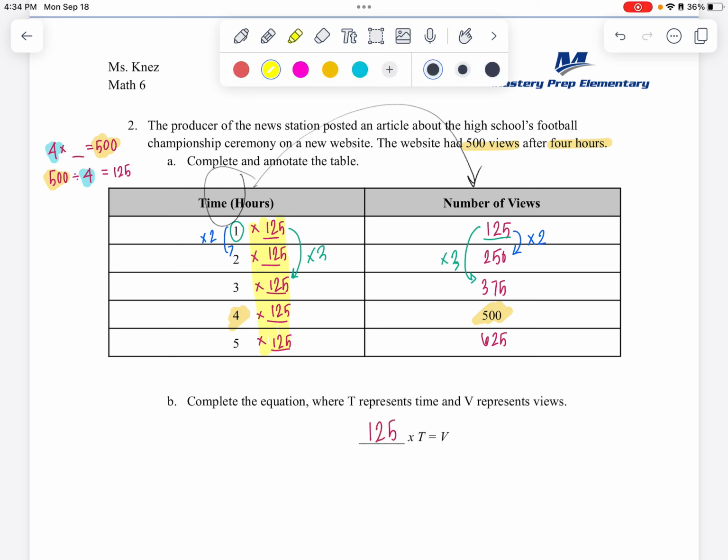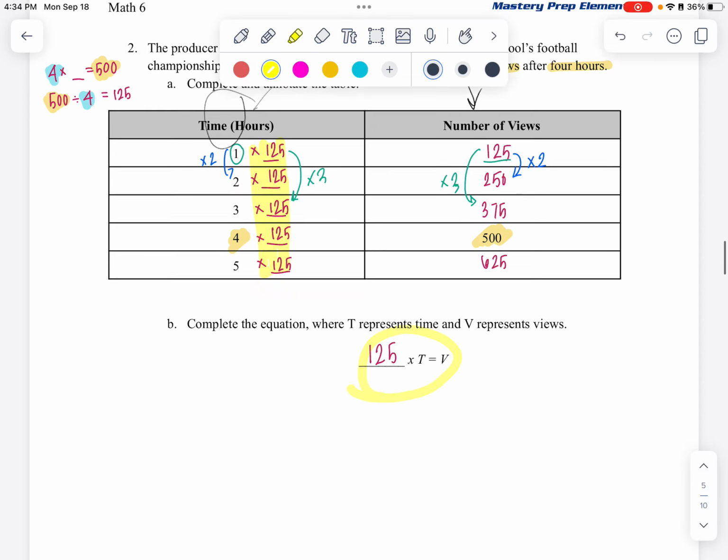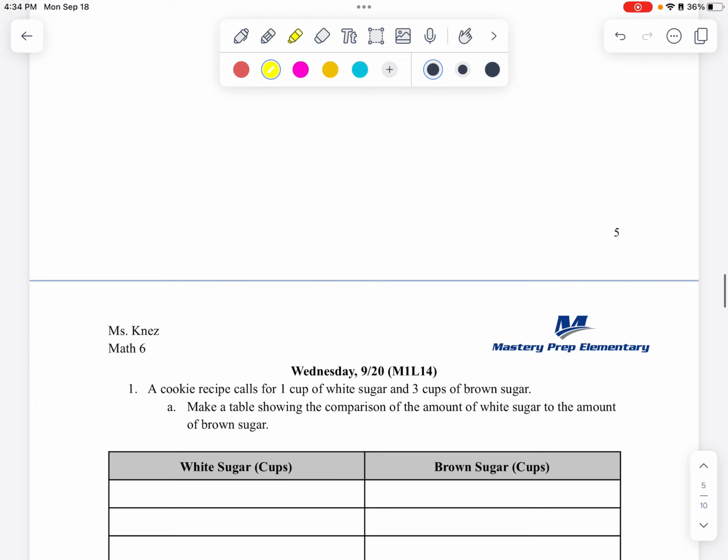All that this here says is if I multiply time by 125, I will get the number of views. And that's the same every time, no matter how many views there are, no matter how much time there is, all the ratios are equivalent, and so the pattern stays the same. We'll look at Wednesday next.